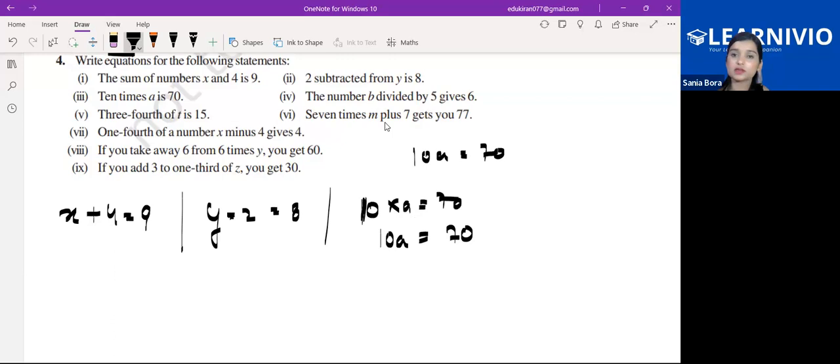Ma'am, so is it okay if we write 10A equals 70, or do we have to write the multiplication sign? You can write 10A. See, instead of writing it with the sign, it doesn't look good. So you can write 10A. Okay, ma'am. Okay, now the fourth one, Isra.